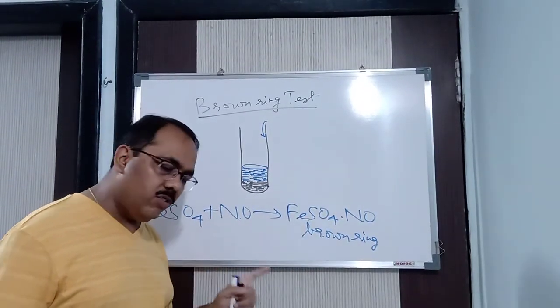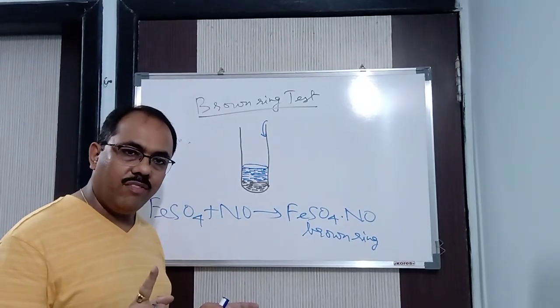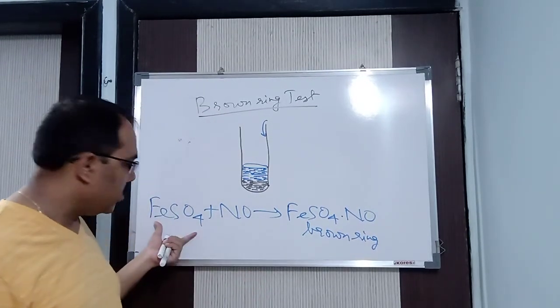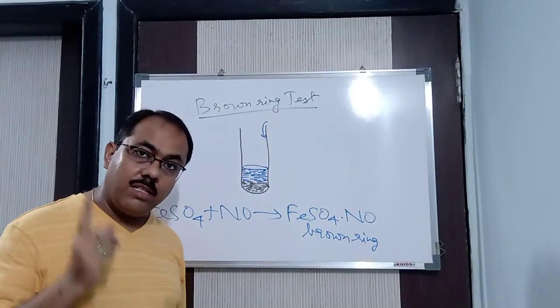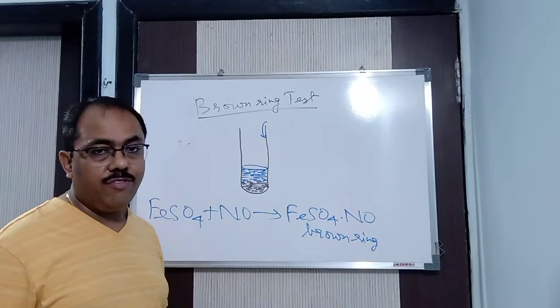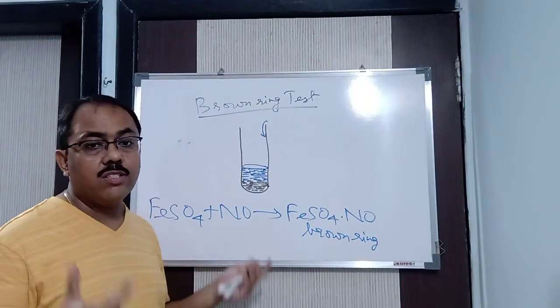Alright, so hence you need to take freshly prepared ferrous sulfate, because ferric sulfate does not give this test, as you have seen here. Ferrous sulfate gives the test. Then you need to add concentrated sulfuric acid slowly, because if you add it faster, then what will happen is that an exothermic reaction is going to take place.